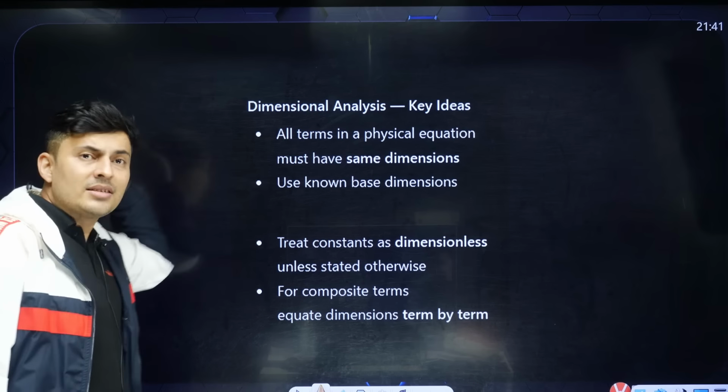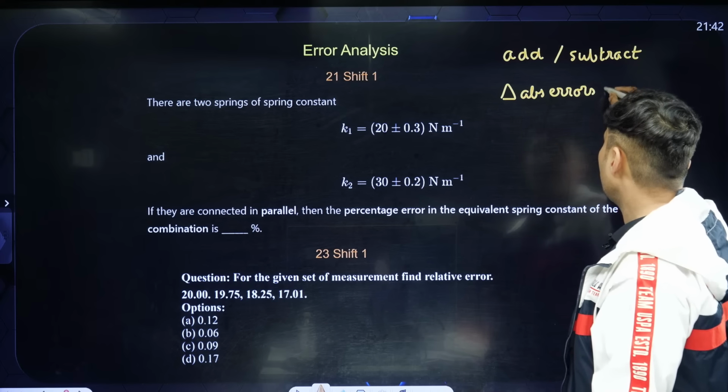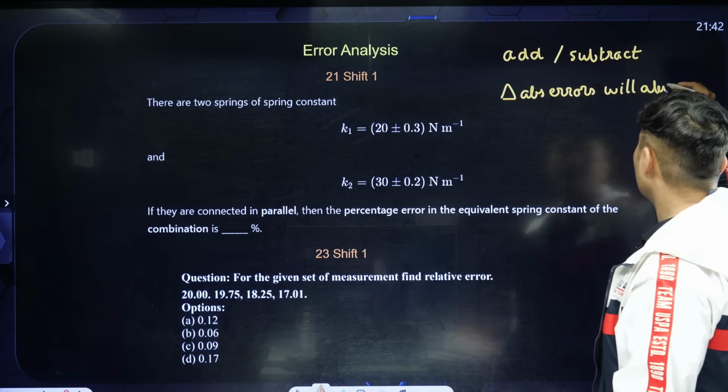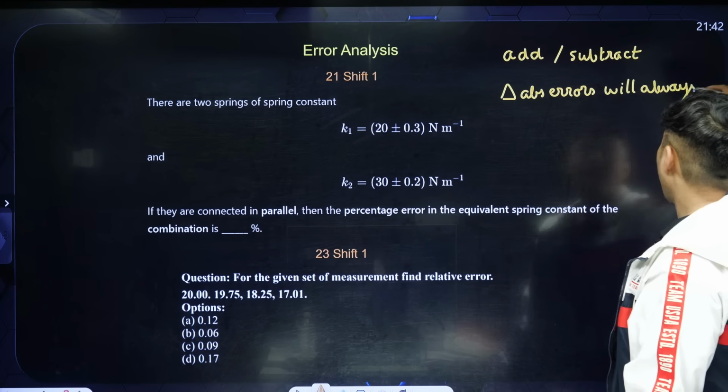Then errors was asked. From dimensions and units and errors, there are two major concepts which are getting repeated, and that is the error concept. The first thing is for addition and subtraction, the second thing is for multiplication and division, and then in today's shift we saw that average value was also asked. Now a couple of things to keep in mind. Whenever you have to add or subtract, the absolute errors will always add. Keep this in mind, very, very important.